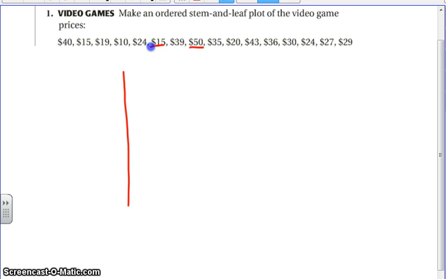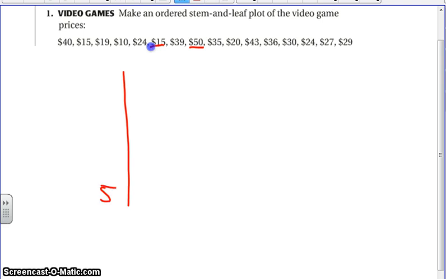Now the stem would be the greater place value. What is the greatest place value in this set of data? 50. And so the greatest place value in the number 50 is, is it the ones place or the tens place? It's the tens place, right? And that is a 5 in the tens place. So our stems can be giving us the tens place, right? We want to make sure we have 5.